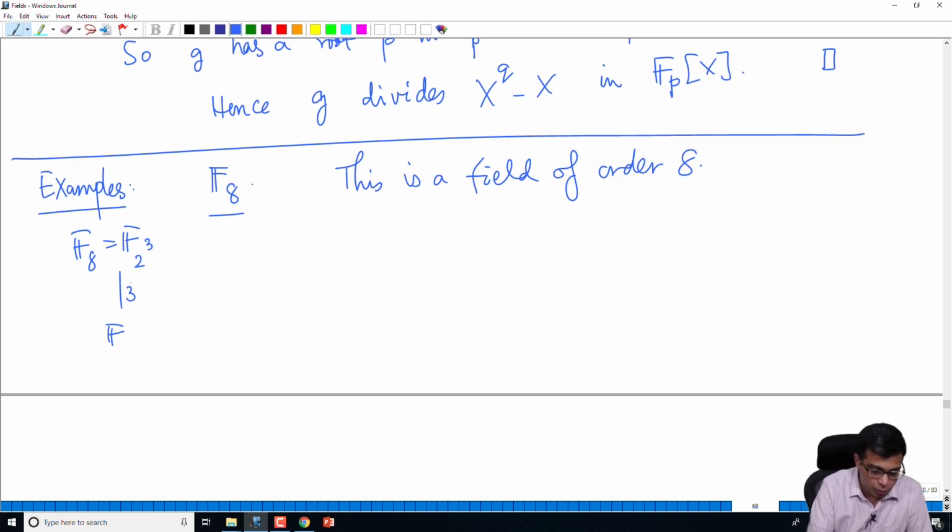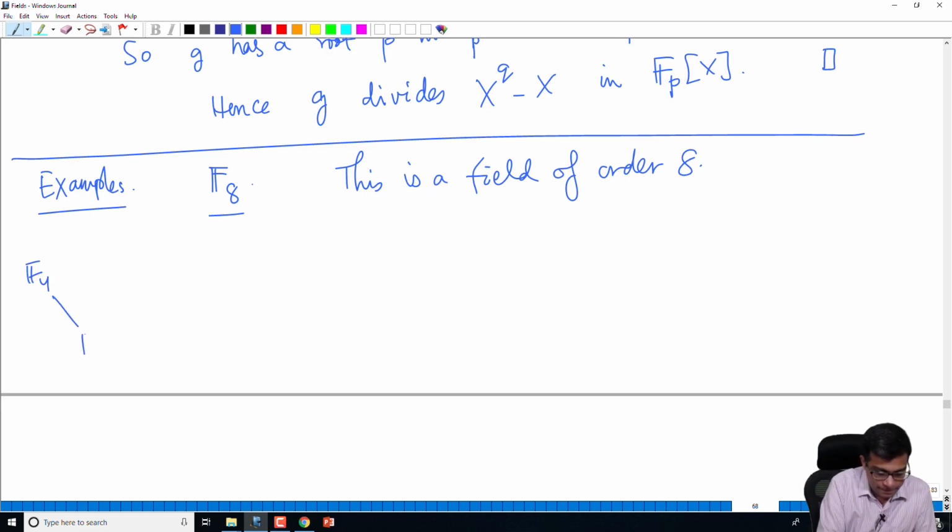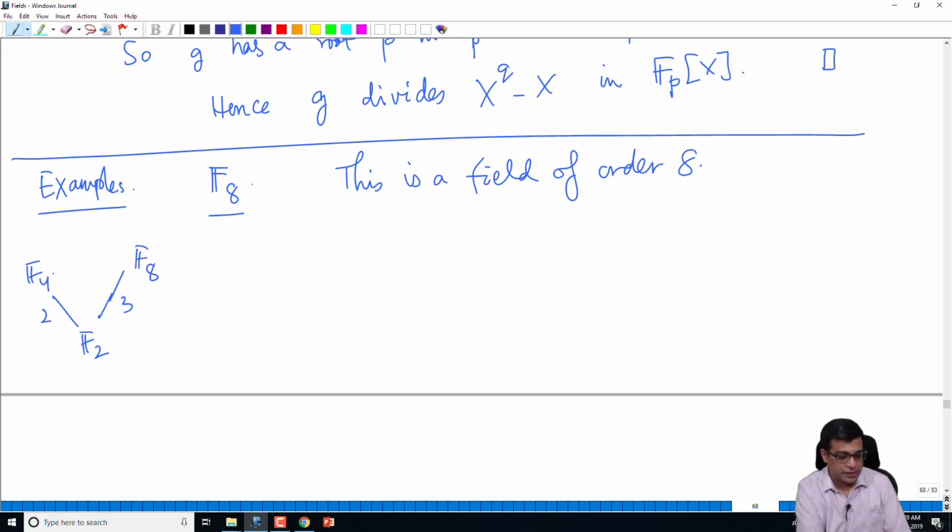And if you want to understand where F4 fits into this picture, you have F4 here and F8 is not comparable to this. Okay, this is 2, this is 3. There is no containment result between F4 and F8. Okay, so I'm going to do another example after discussing this where I draw this picture of subfields for a given field. So then you will understand this more.